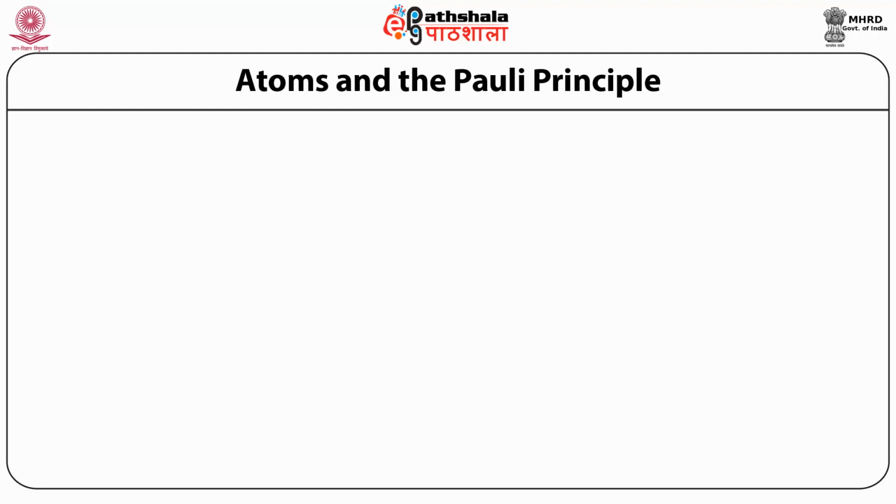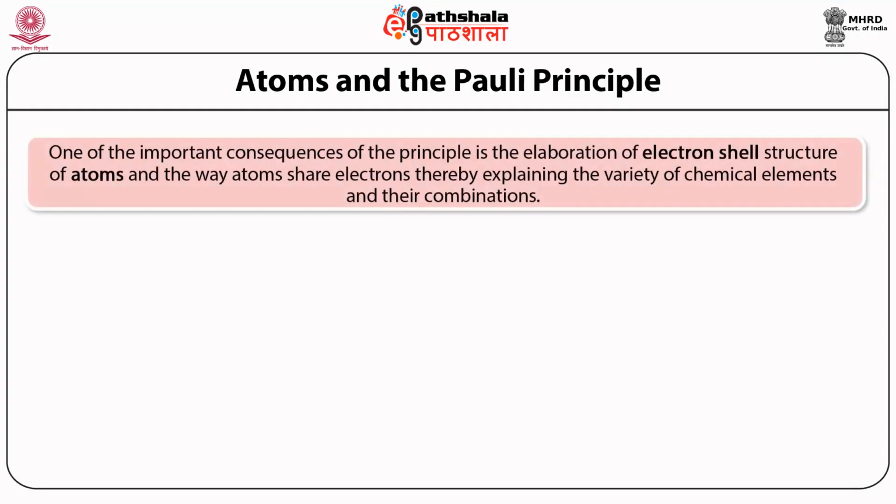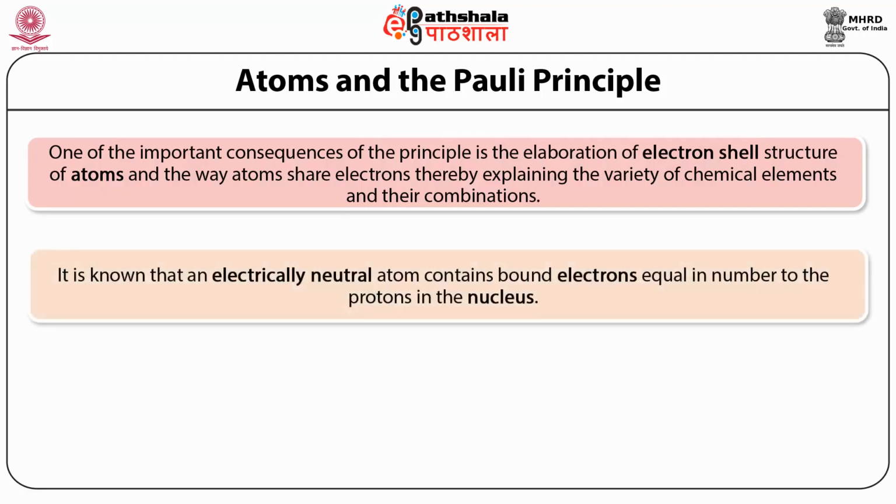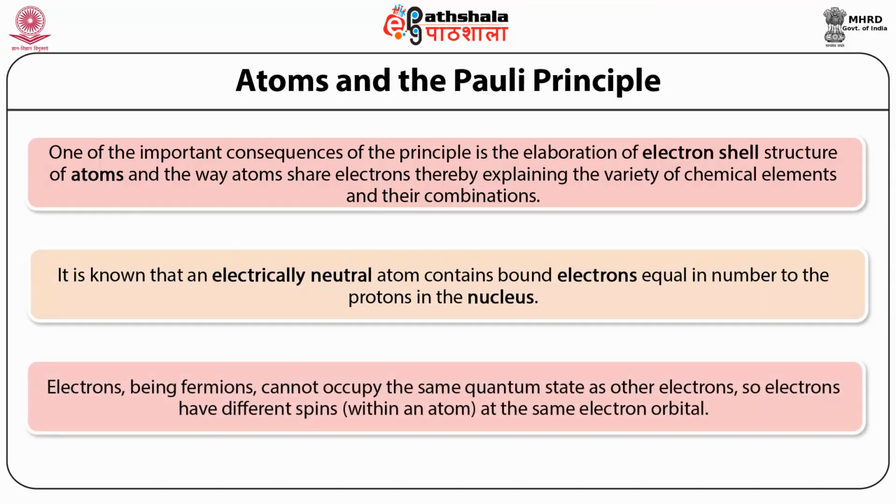Atoms and the Pauli principle. One of the important consequences of the principle is the elaboration of the electron shell structure of atoms and the way atoms share electrons, thereby explaining the variety of chemical elements and their combinations. It is known that an electrically neutral atom contains bound electrons equal in number to the protons in the nucleus. Electrons, being fermions, cannot occupy the same quantum state as other electrons. So, electrons have different spins within an atom at the same electron orbital.